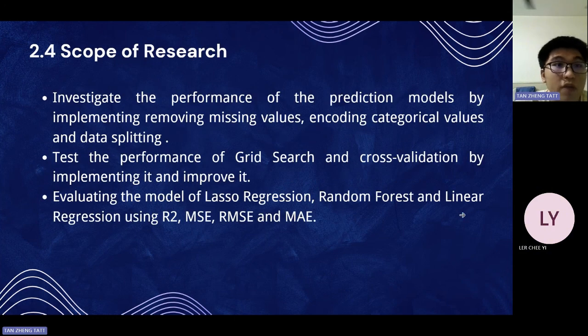So next, I move on to the scope of research. We are aiming to investigate the performance of the prediction models by implementing removing missing values, encoding categorical values, and data splitting. We test the performance of research and cross-validation by implementing it and improve it. Evaluating the models of lasso regression, random forest, and linear regression using R2, MSE, RMSE, and MAE.